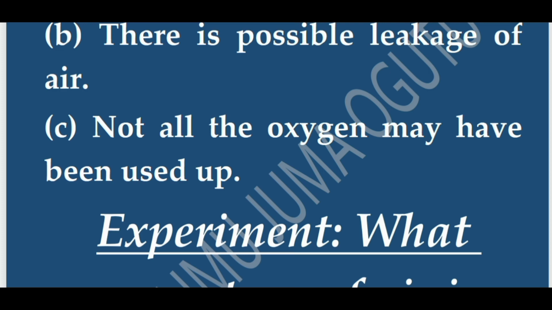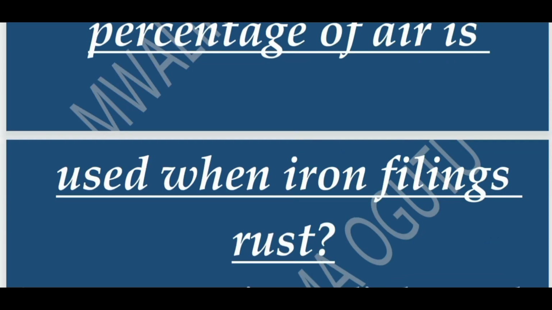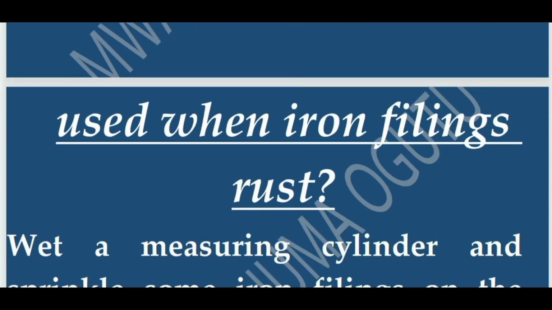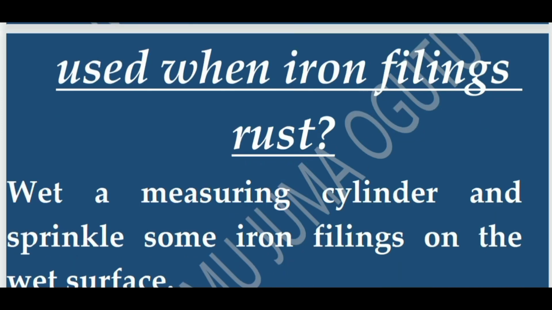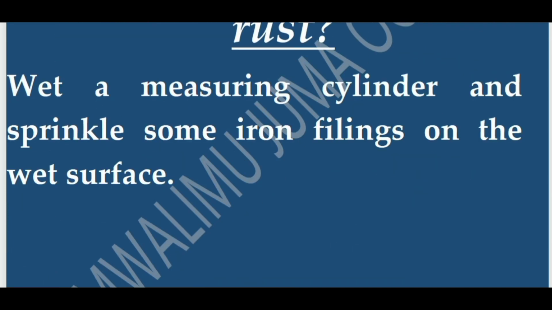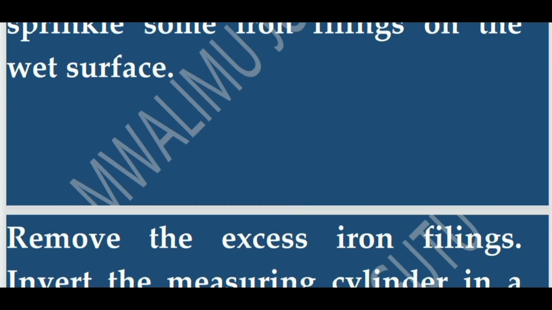Another experiment is to determine the percentage of air used when iron filings rust. So the procedure: we wet a measuring cylinder and sprinkle some iron filings on the wet surface.